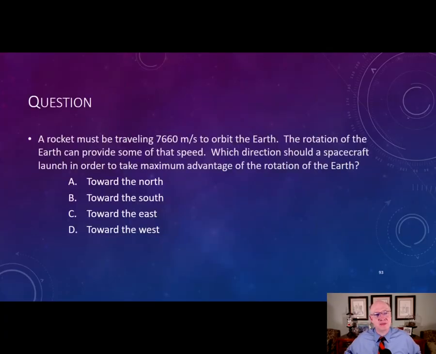So here's an interesting question. Go out to the lecture exercises and answer this question. A rocket has to be traveling 7,660 meters per second to orbit the Earth. The rotation of the Earth can provide some of that speed. If you're launching a satellite, which direction should you launch it to take maximum advantage of the rotation of the Earth? Should you launch it to the north, the south, the east, or the west? So go ahead and take a few seconds, go out to the lecture exercises and answer this question. If the Earth is rotating, and you have to think hard about which direction the Earth rotates, which direction should you launch your satellite to take maximum advantage of the rotation of the Earth?